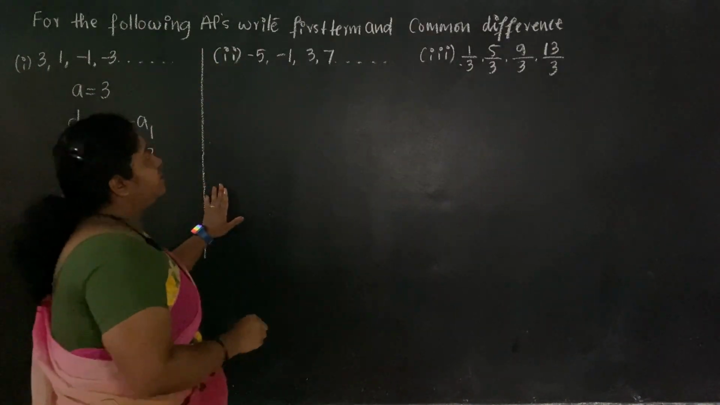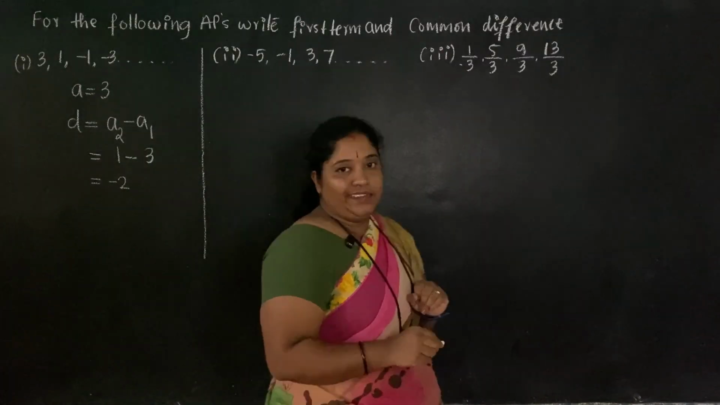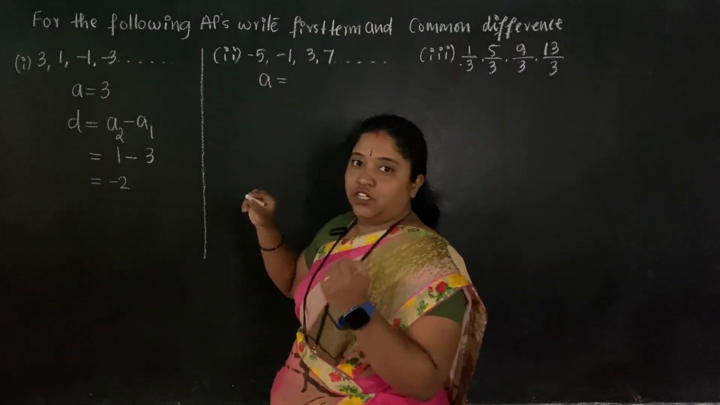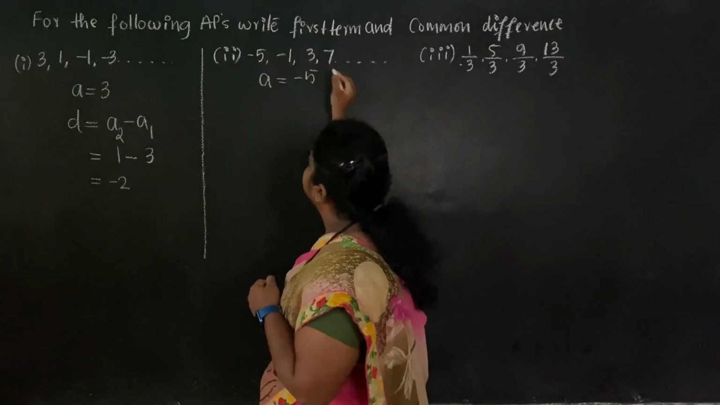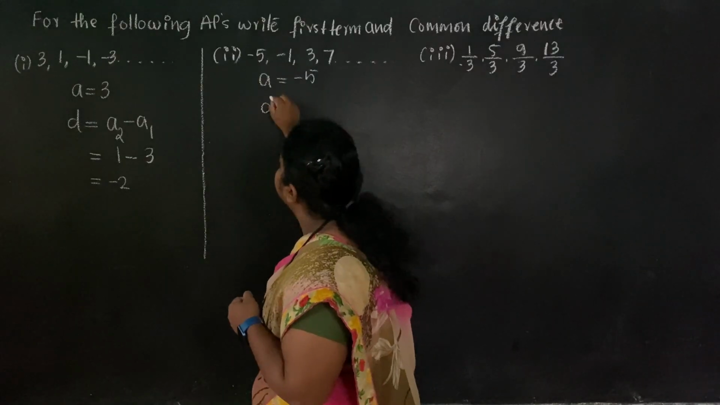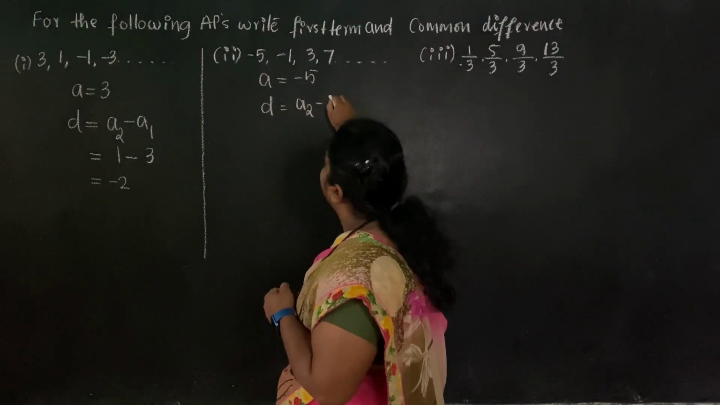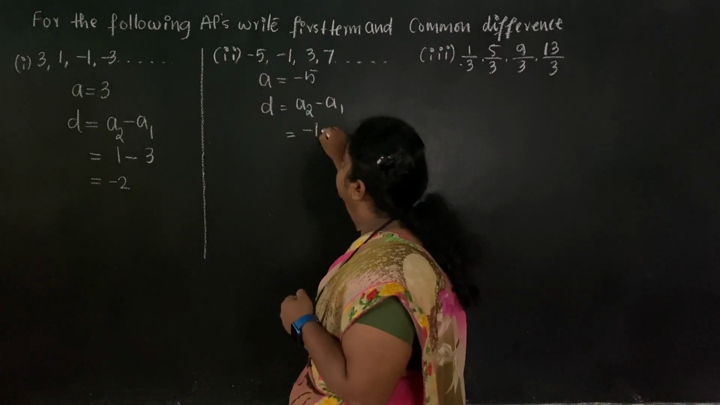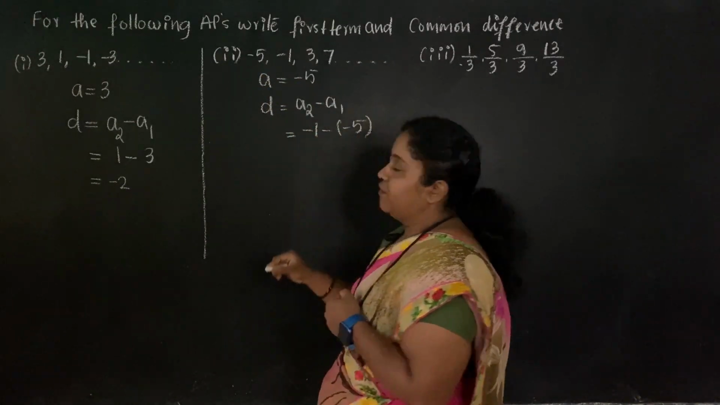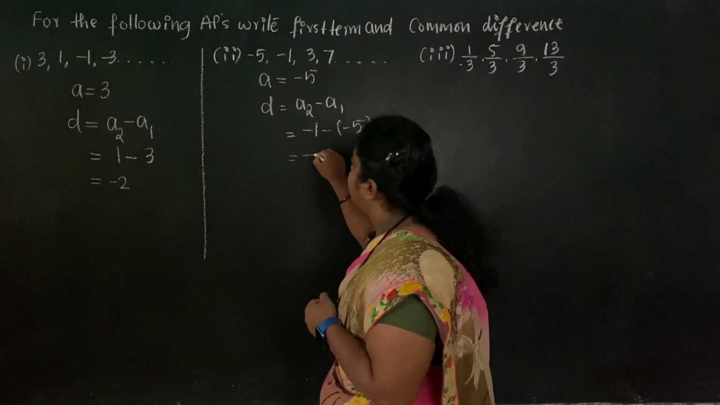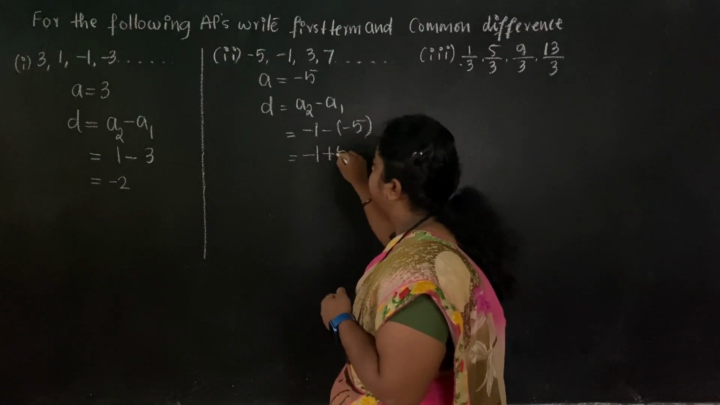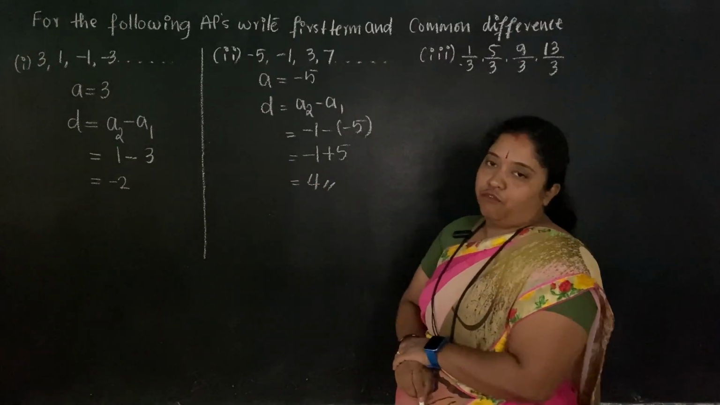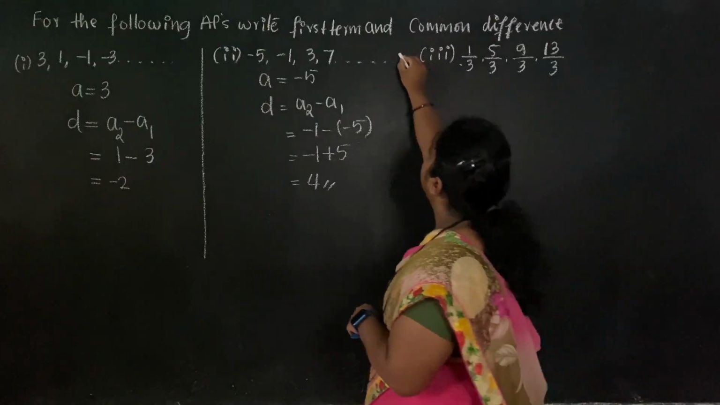See, I have minus 5, minus 1, 3, 7. By looking at it you can tell the first term: minus 5 is the first term. What is the common difference? D is equal to A2 minus A1. This is A1, this is A2. A2 is minus 1, A1 is minus 5. Minus 1, minus into minus is plus, 5. Minus 1 plus 5 gives 4. Common difference is 4. Now we'll move to the third question.